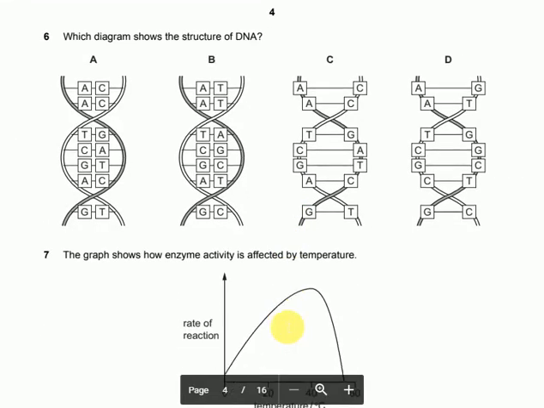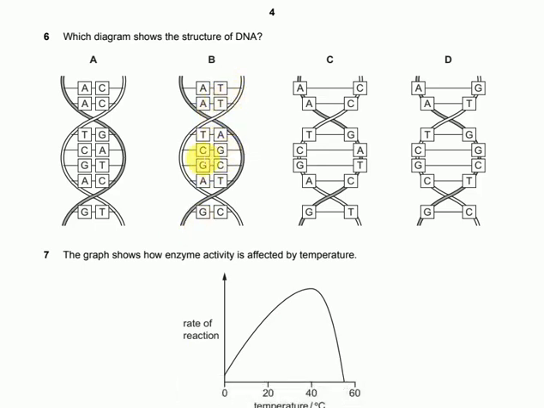Moving on. Which diagram shows the structure of DNA? So A goes with T and C goes with G. ATCG, AT, TA, CG, GC. I think this is the one because A does not go with G. A always goes with T. Over here A goes with C, and over here A goes with C, and it's kind of confusing. So it's B. So 6 is the answer B.